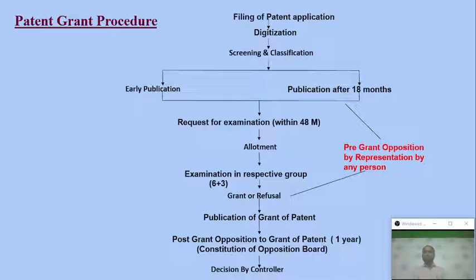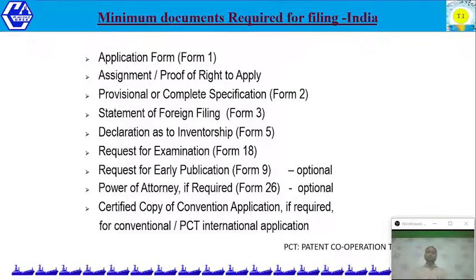You have one year. Anybody has 1 year for any kind of opposition to the grant. That is called post grant opposition. And after that there is a process of dealing with that opposition, and finally the Controller General has the authority to decide.